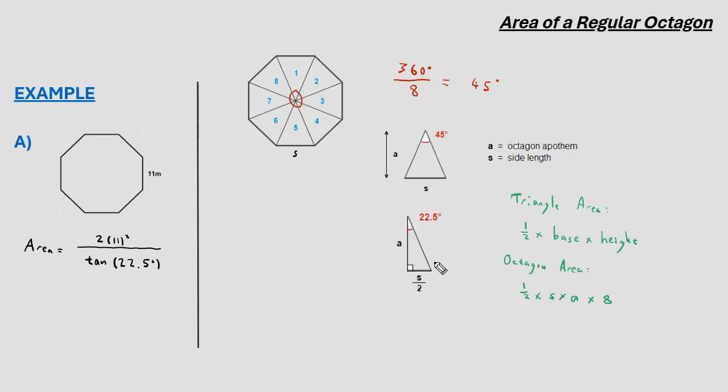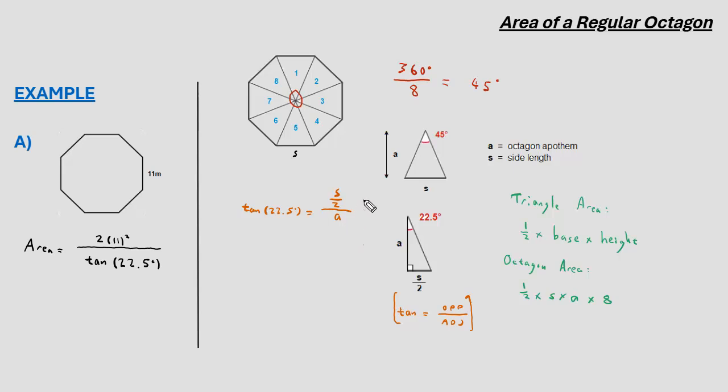Now, as this is a right angle triangle, if we remember the tan ratio, for an angle it's the opposite side over the adjacent side. So for 22.5 this is S over 2 over A. So using this we can write tan 22.5 degrees at this point is S over 2 over A.